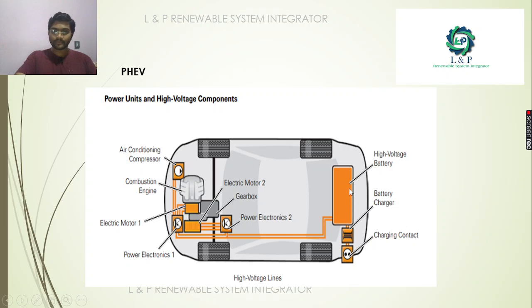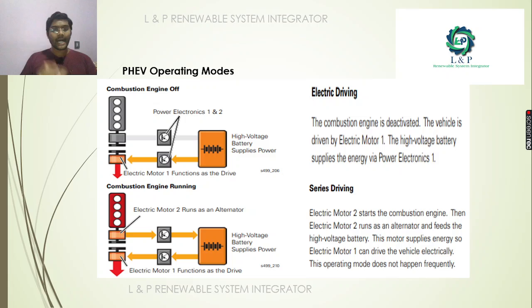As we told earlier, we have a high voltage battery. See here, charging contact. We have the electric motor, and we have the air conditioning compressor. We have a combustion engine. We have two power electronic devices coupled in it, and we have a gearbox also. So how will it work?